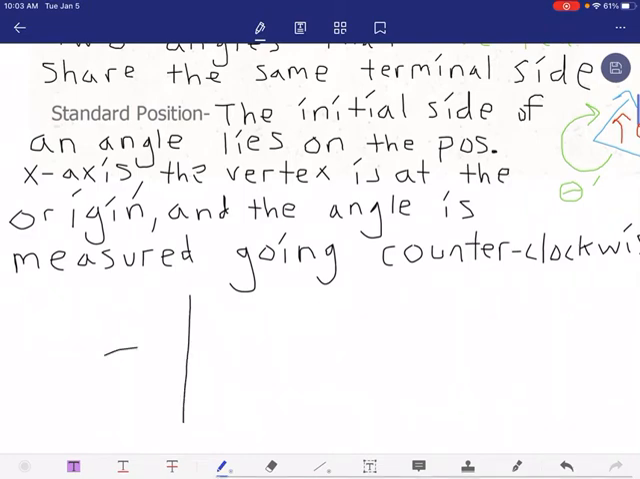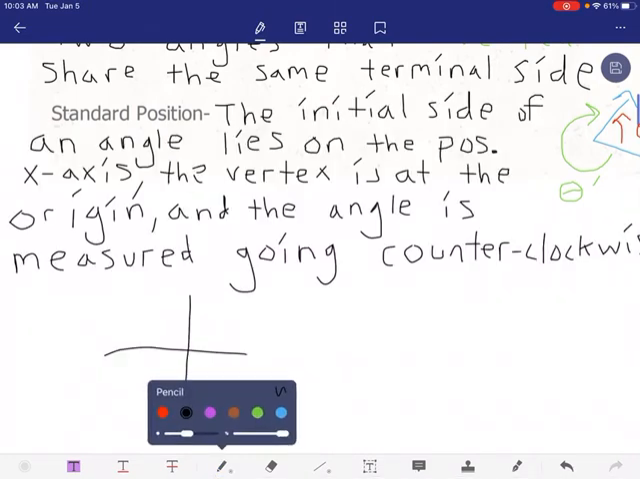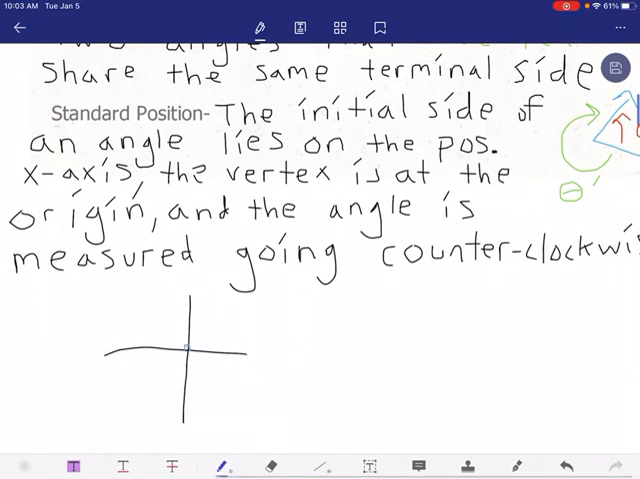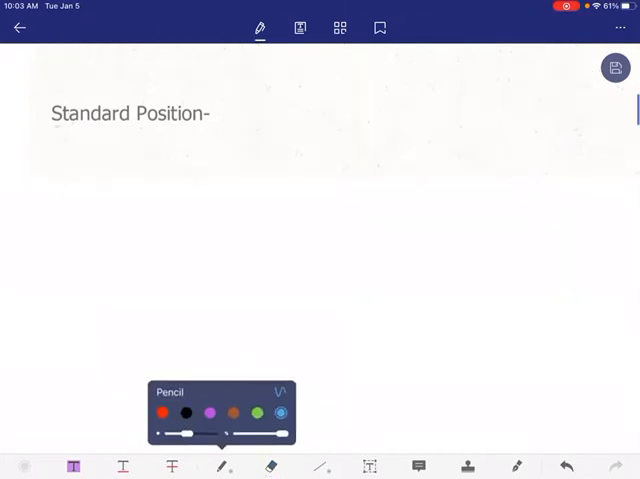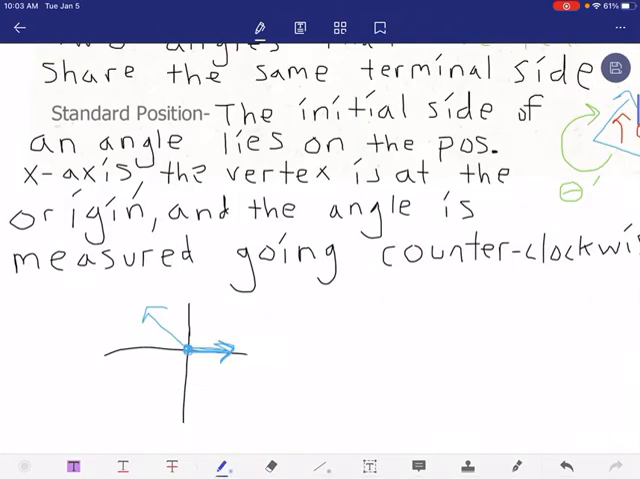So I have my axes in my coordinate plane. We said that my vertex is going to lie at the origin, and my initial side is always going to be on that positive x-axis. And then our terminal side is going to depend upon what angle we're actually trying to draw. And remember that we do want to go counterclockwise, so we go to the left from our initial side.